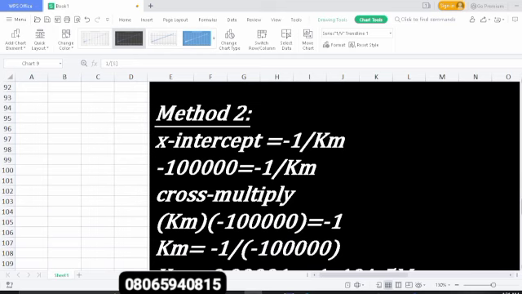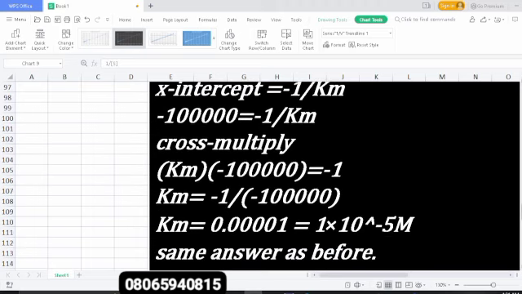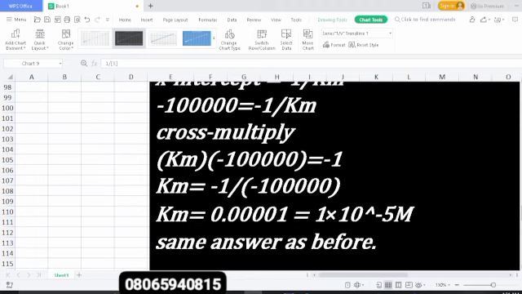So you equate it to your minus 1 over Km. When you cross multiply here, you're going to have Km multiplied by minus 100,000 equals minus 1. And with a little bit of mathematics, you're going to get your final answer to be 1 times 10 to the power of negative 5 molar, which is the same answer as before.